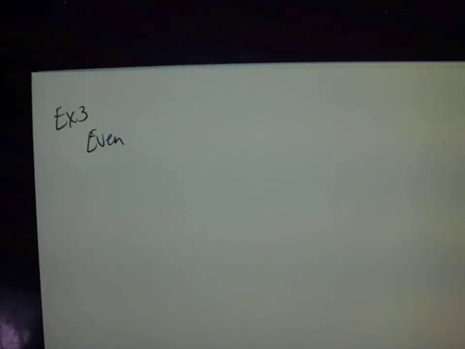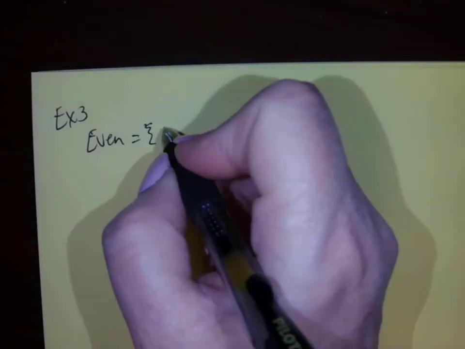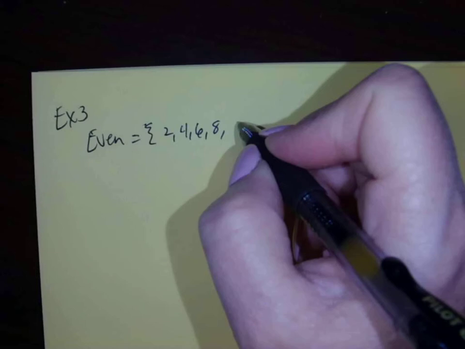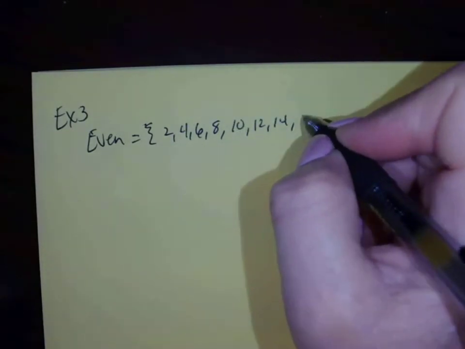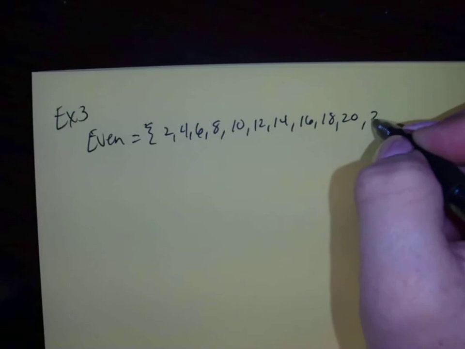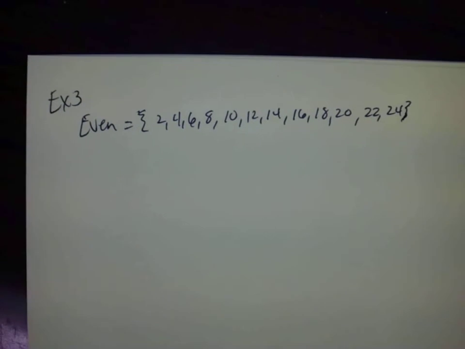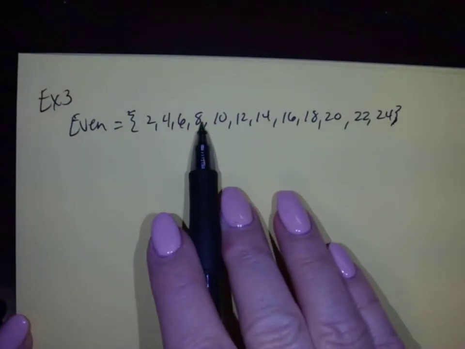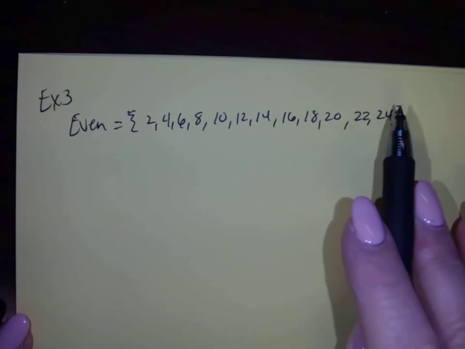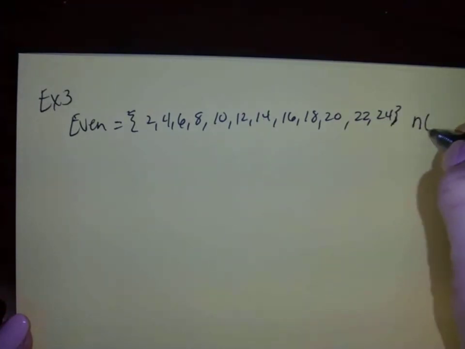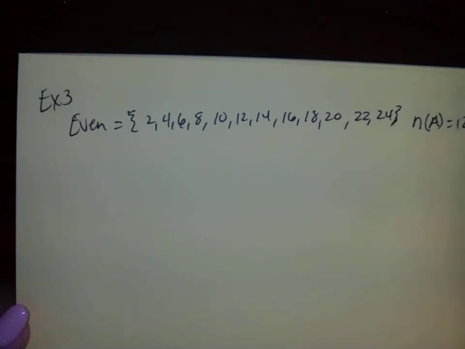So we're looking at the numbers 1 through 25. What I need to do is figure out what are the evens. Starting with 1, 1's not even. But we would have 2, 4, 6, 8, 10, 12, 14, 16, 18, 20, 22, 24, and that would be it, because 25 would get us an odd number. So we have 1, 2, 3, 4, 5, 6, 7, 8, 9, 10, 11, 12. So the number of our event A, which is even, is equal to 12.